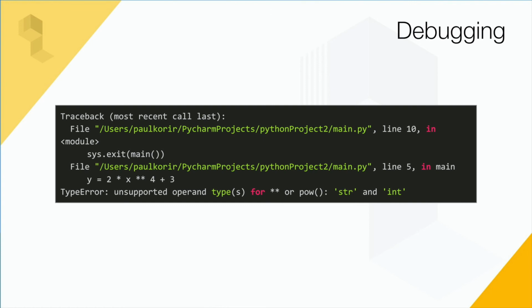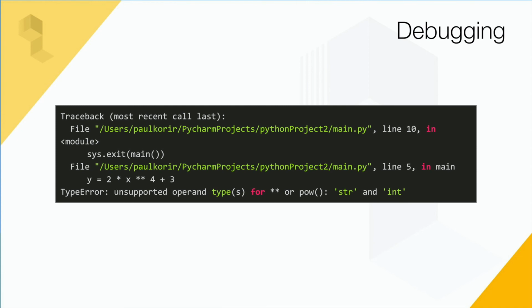The stack trace tells us the following key pieces of information. The classification of the error. Here we have a type error, meaning that we may have performed an operation that is inconsistent with the types involved. The detail of the error tells us that the exponential operator, or double asterisk, or pow operation failed because we used incompatible types, a string and an integer.